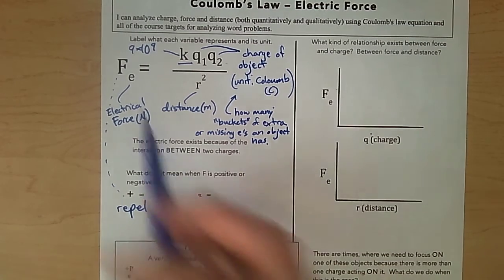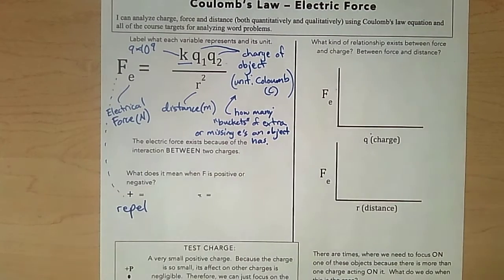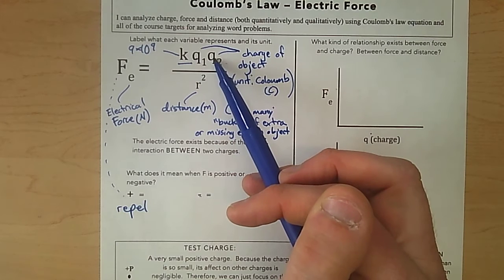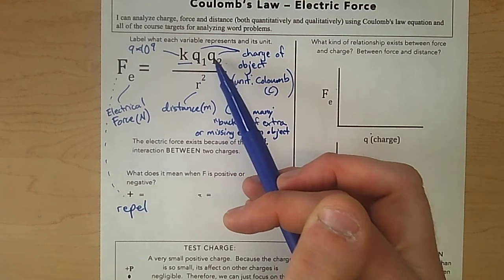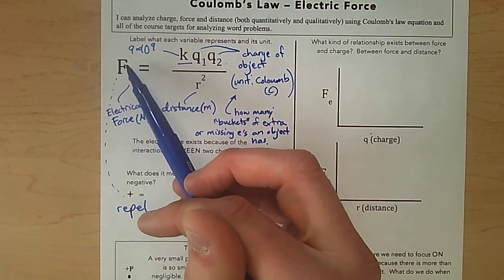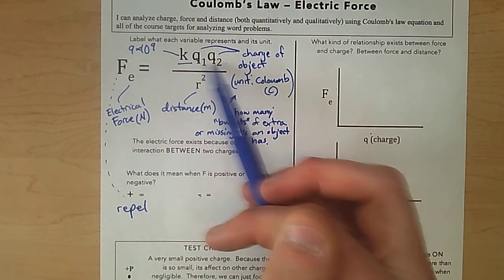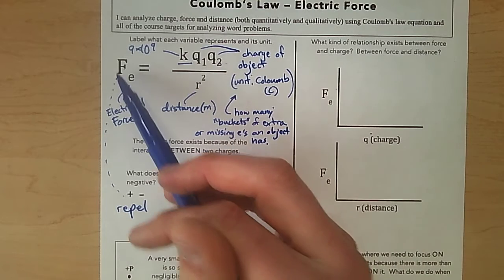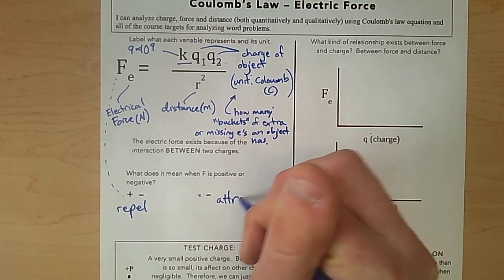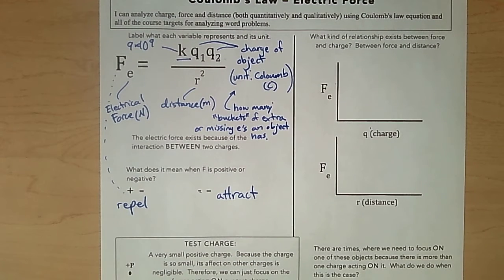Contrastly, if we have a negative answer for my force, that would be because I have a positive charge here and a negative charge here. We know that a negative times a positive, or positive times a negative, is going to give me a negative answer right here. And I also know that opposites attract. So in this case, if I have a negative electrical force, I know that's going to be a force attracting those two charges.